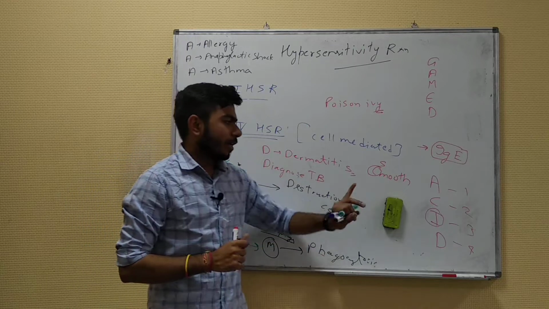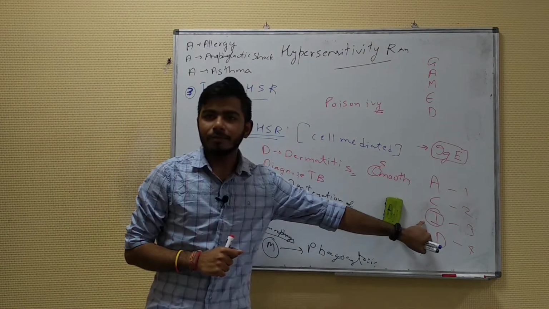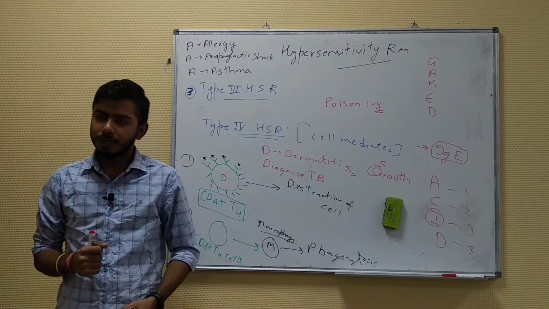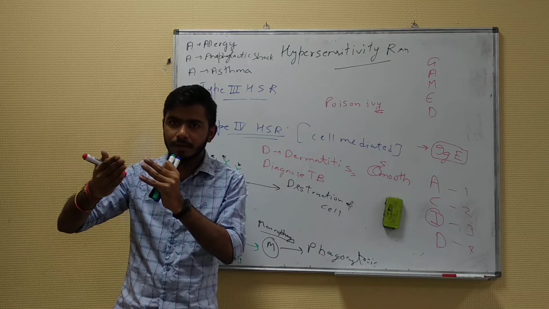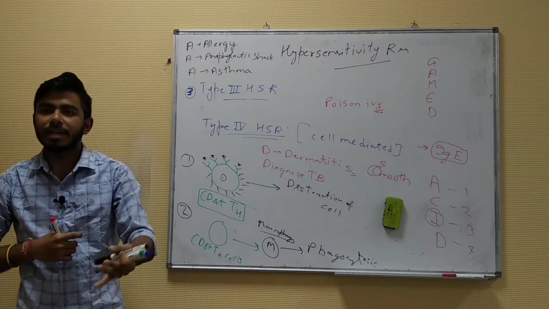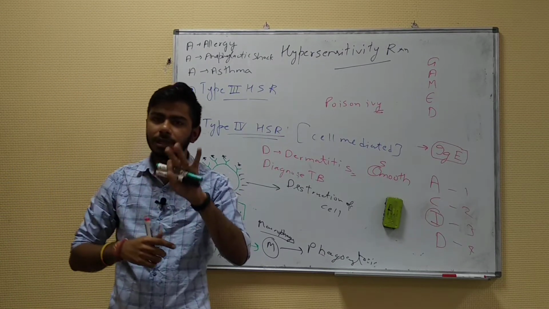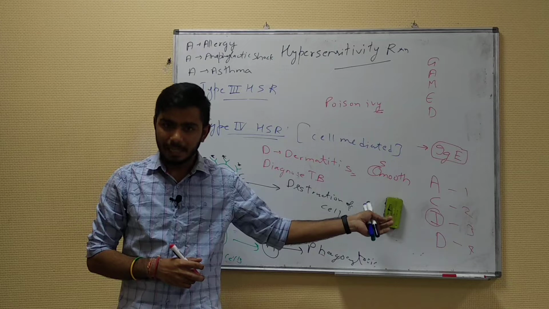Okay. Fine. What was the third one? It was immune complex. Type 3 was immune complex. Post-streptococcal glomerulonephritis, right? Serum sickness. These were the examples of type 3 hypersensitivity reactions. SLE was also one of those.